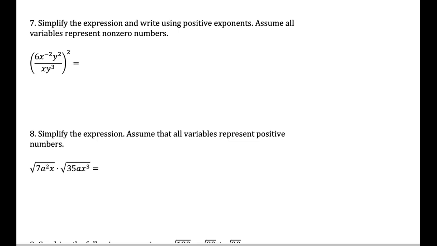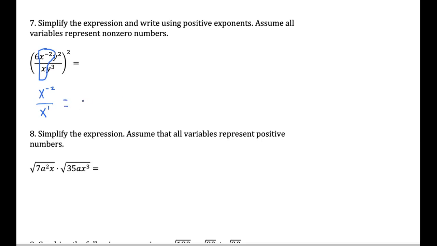Okay, this next one asks us to simplify the expression and write using positive exponents. So the first thing I generally do with these is deal with what's on the inside of the parentheses before distributing the exponent that's on the outside. So what I see here is I've got these x's that need to be dealt with. So I've got x to the -2 over x. And when x is by itself, it's really x to the 1. We just don't always write it.